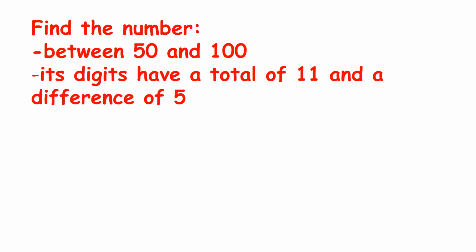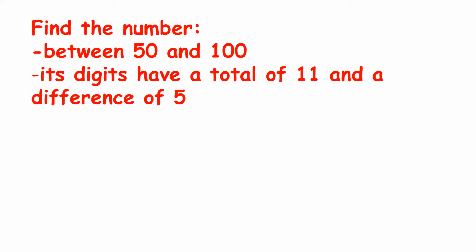If the number is between 50 and 100, it must have a tens digit of at least 5. And if the total of the digits is 11, the units digit must be 6, because 5 plus 6 is 11. But the problem is, the digits 5 and 6 don't have a difference of 5. The difference is 1, because 6 minus 5 is 1. So it's not 56.